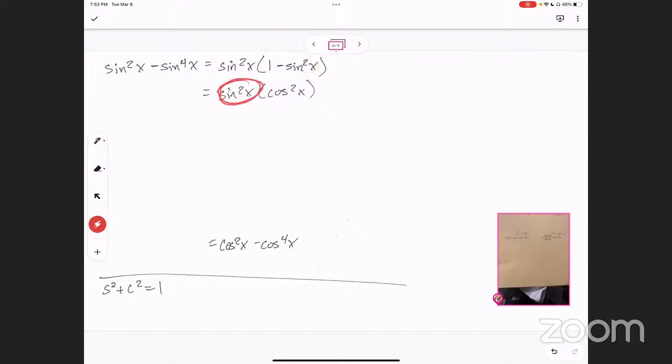Now I want to convert this one to cosine squared. How do I do that? It's going to be 1 minus cosine squared. Do you get that, Micah? Yeah. Sine squared, look at the formula down here. If I wanted, I could write sine squared equals 1 minus cosine squared, right? So that's what I'm going to do. I'm going to rewrite sine squared as 1 minus cosine squared.